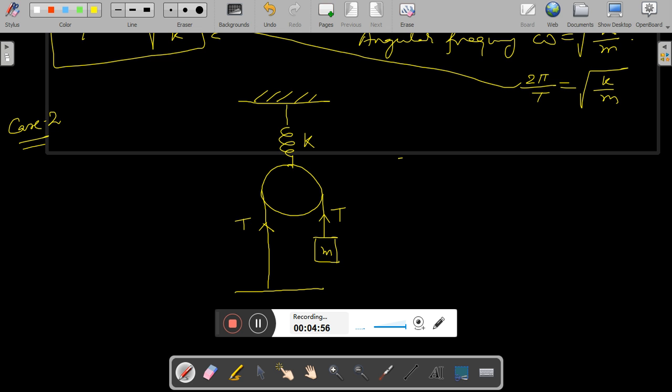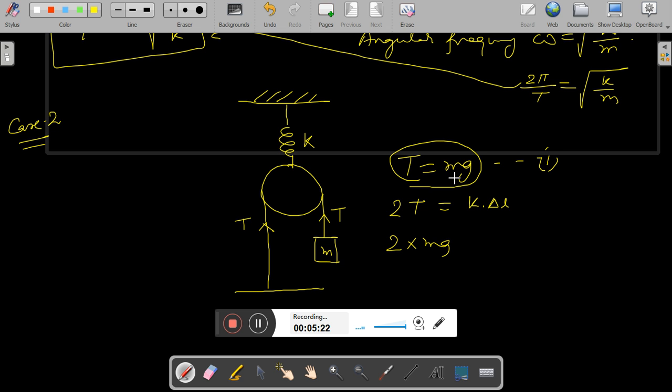Now what will happen in that particular case? T is equal to mg, that is the initial first stage, that is equation number 1, and 2T is equal to K into delta L. That means delta L is the extension of that particular spring. So we can say 2 into mg, because here we have seen T is equal to mg. If we put that value over here, that will become 2 mg. So 2 mg is equal to K into delta L. So we can say mg is equal to K into delta L by 2. That is our equation number 2.